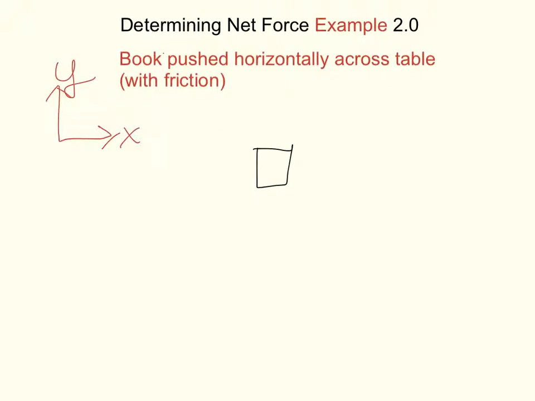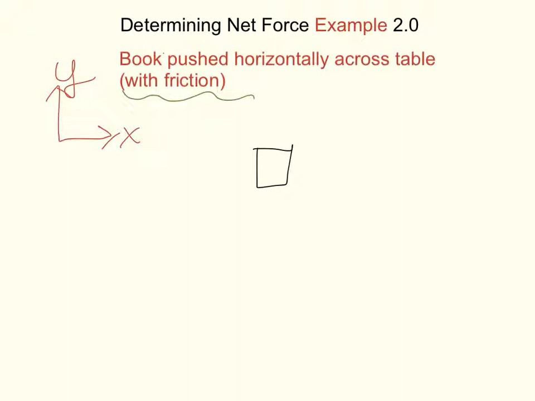All right, as a second example, we're going to draw a free body diagram and determine a net force for a book being pushed horizontally across a table. And in this case, we are accounting for friction. So I have my coordinate system. I'm using my standard coordinate system with the positive y and x axes being to the up and right directions respectively. My system will be the book.